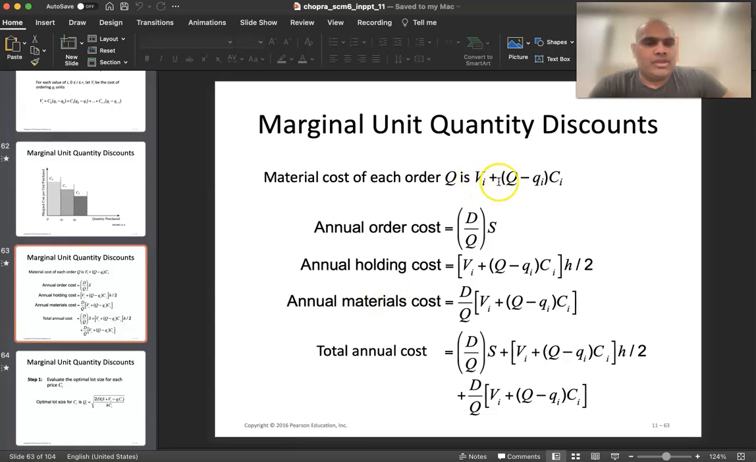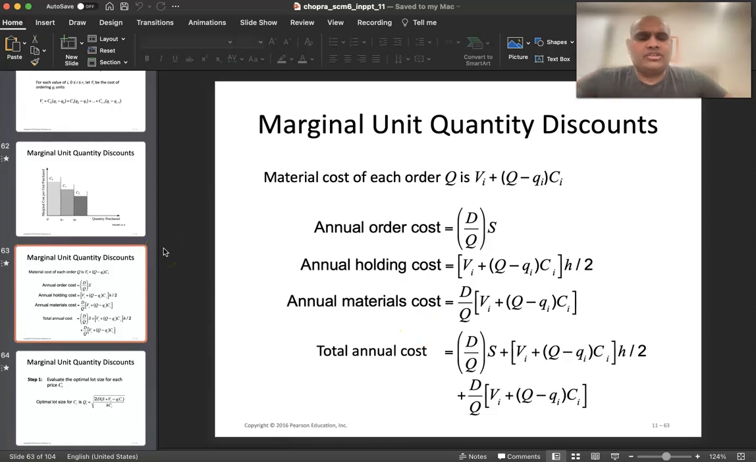So to the value of V, we're going to add the extra: Q minus QI times CI. So that will be the material cost of each particular order. So with that, we have the usual things, and then we'll calculate the total annual cost, and then we'll look at the different options that we have and evaluate the options, right?